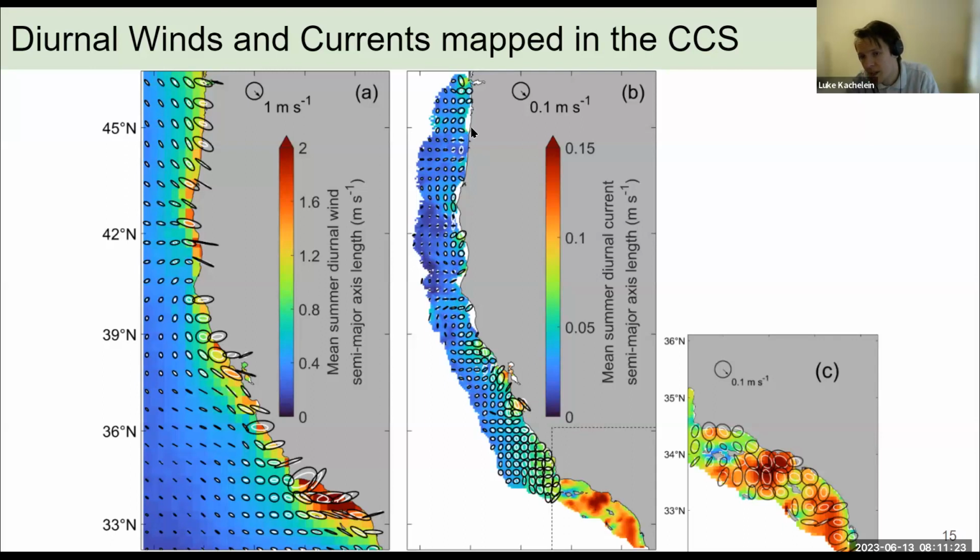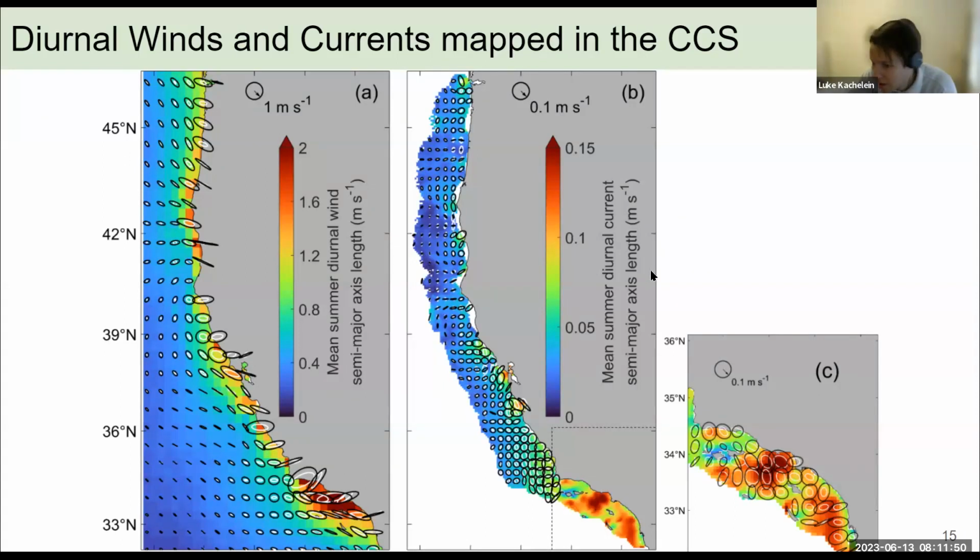So this is the same quantity in currents, and you'll notice there's a resolution difference, because this is a reanalysis product that is at a much coarser resolution, and this is also a product, but it's a much finer resolution just because that's how the network can observe it. And then this is a little cutout of the SoCal Bight, because the ellipses get very big and overlapping here. But we also see very much the same seasonality that we do in the atmosphere.